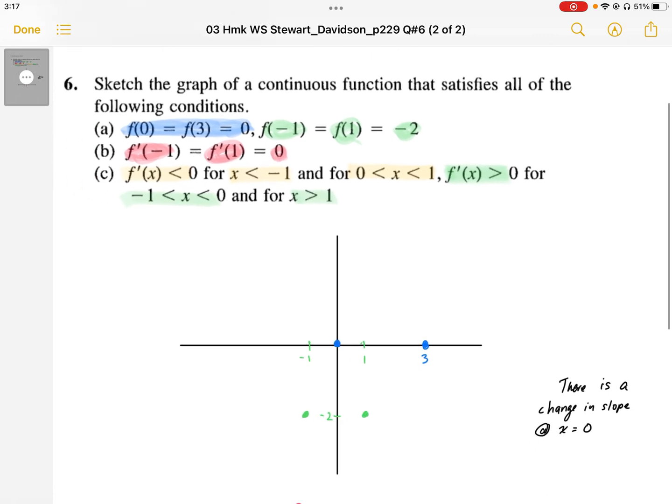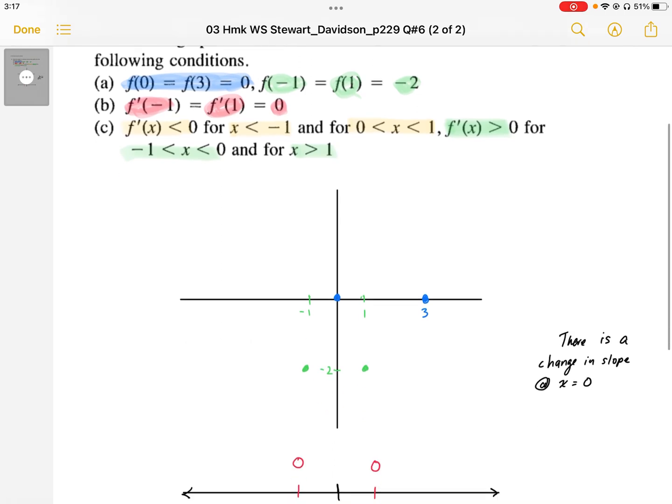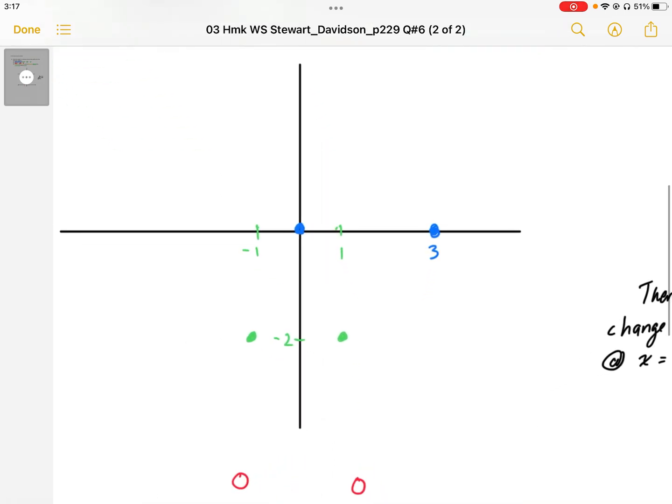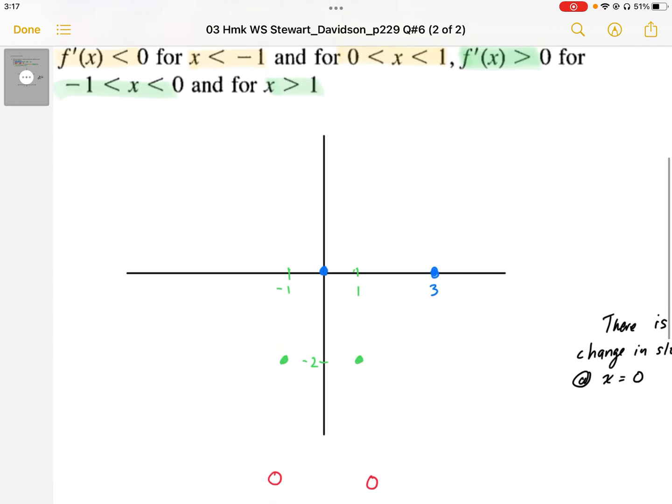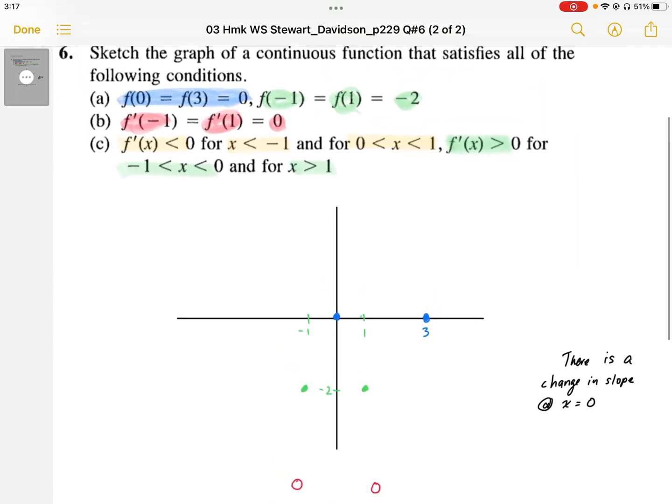Those are my zeros. It's also given me f of negative 1 and f of 1 is equal to negative 2. So I plotted those in green. Okay, at negative 1, negative 2, and 1, negative 2.